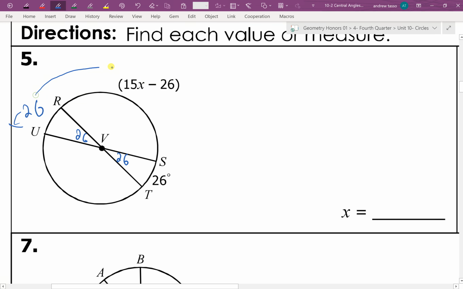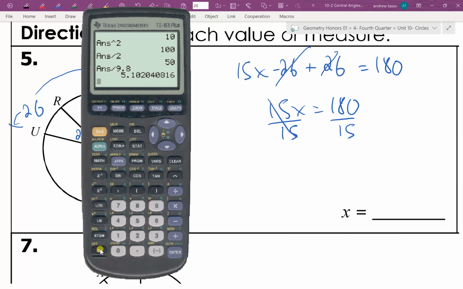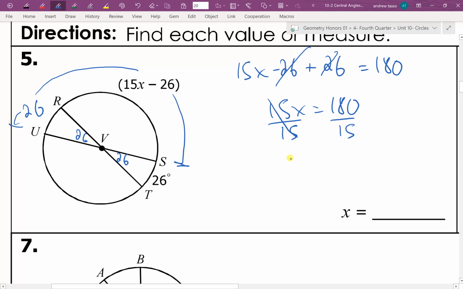Next, we can realize that this forms a half circle, right? So if we add these two expressions, we should get 180 degrees. So if I have 15x minus 26 and I add that with 26, that should equal 180. These cancel. So I have 15x equals 180, and then divide by 15 on both sides. Okay, so let me get my calculator for laziness purposes. So 180 divided by 15 is equal to 12. So we get x equals 12.